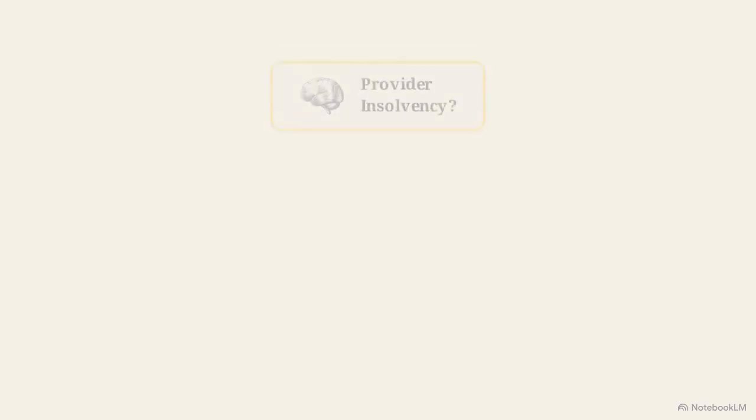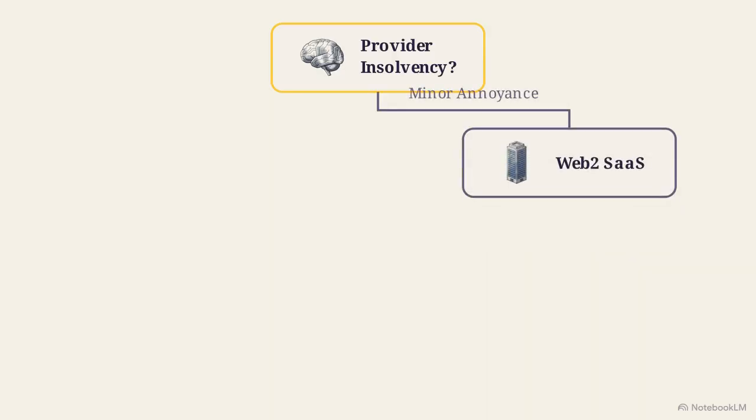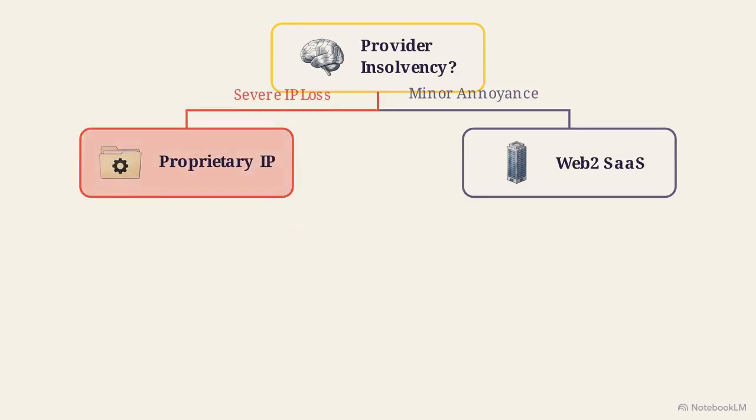This decision tree highlights the core diagnostic question that should drive your infrastructure choice. What happens to your enterprise if your AI memory provider goes bankrupt tomorrow? If the loss of memory only results in a minor loss of context or a slight operational annoyance, you should use the Web2 SaaS model. If you are a highly regulated enterprise, or you are managing proprietary source code where a vendor shutdown would result in severe IP loss or compliance violations, you must take the alternative path.